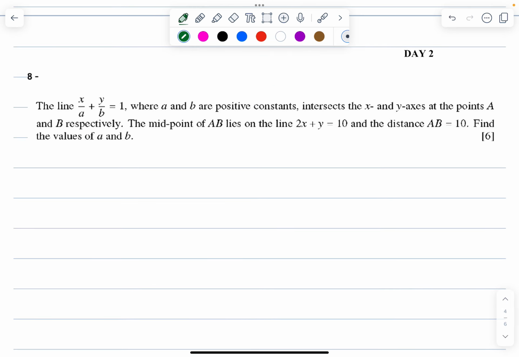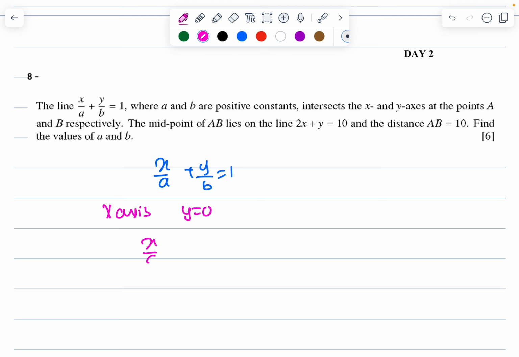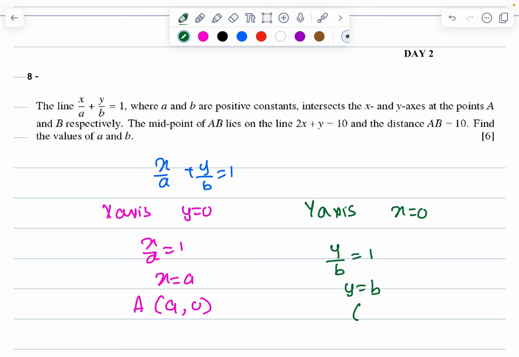Question number 8. The line x by a plus y by b equals 1, where a and b are positive constants, intersects the x-axis and y-axis at points A and B. The midpoint of AB lies on this line and the distance between AB is 10. Find the values of a and b. So, x by a plus y by b equals 1. It intersects the x-axis. X-axis means y equals 0. So, x by a equals 1, x equals a. So, the point is a comma 0. Then it intersects the y-axis. Y-axis means x equals 0. Y by b equals 1, y equals b, so 0 comma b.